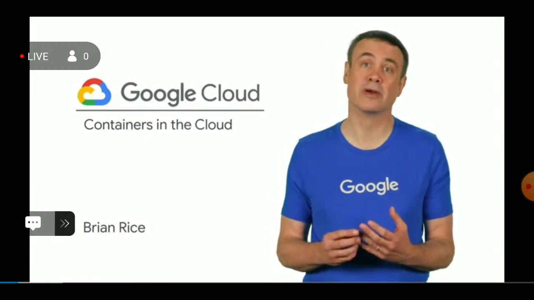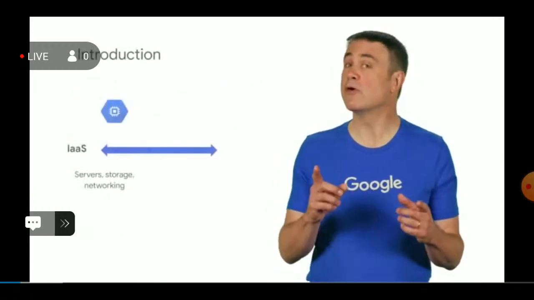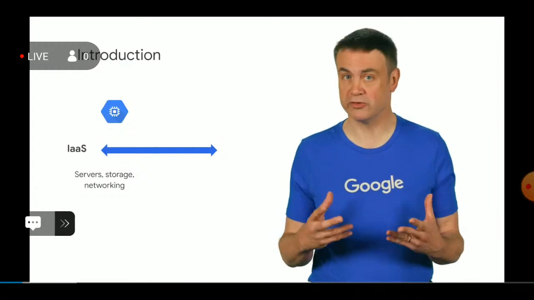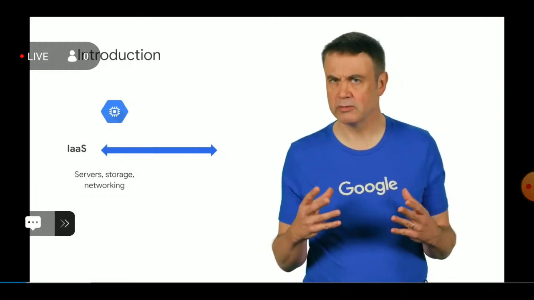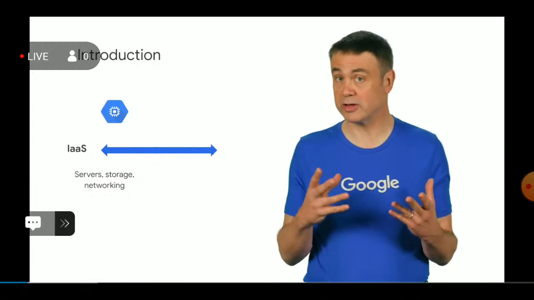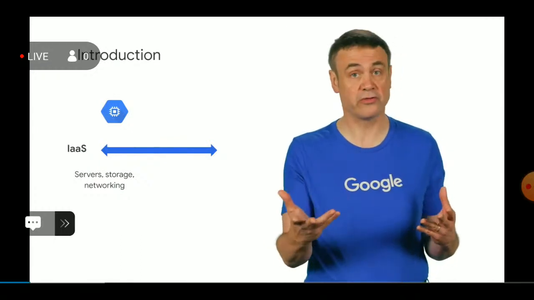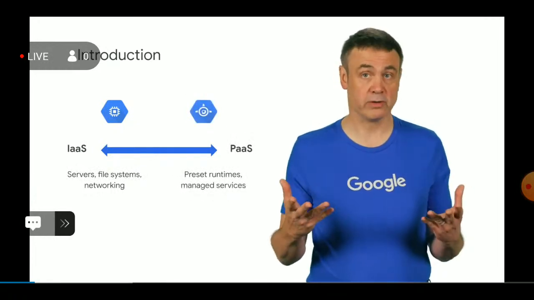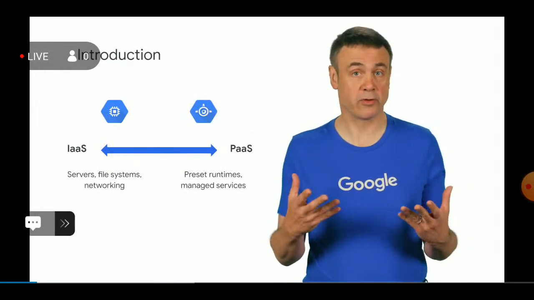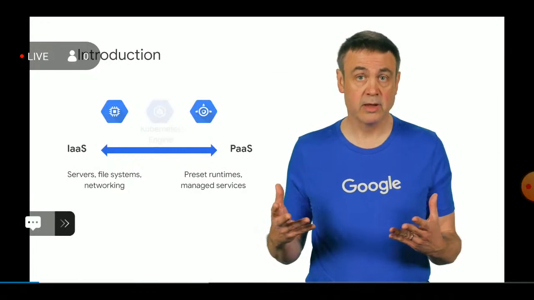Welcome to this module on software containers and running them using Google Kubernetes Engine. We've already discussed Compute Engine, which is GCP's infrastructure as a service offering, which lets you run virtual machines in the cloud and gives you persistent storage and networking for them. And App Engine, which is one of GCP's platform as a service offerings.